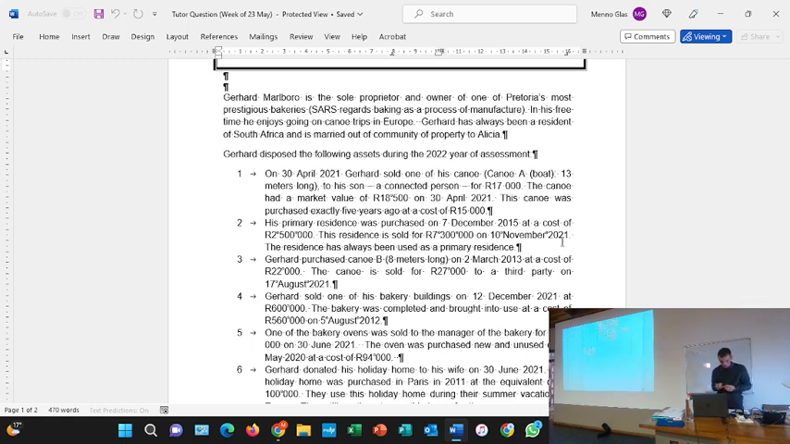Gerard donated his holiday home to his wife on 30 June 2021. The holiday home was purchased in Paris in 2011 at the equivalent of 1.1 million. They used this holiday home during the summer vacations in Europe. They still use this home for the same purpose. The market value of this holiday home was 5.5 million. Now, what word triggers CGT in note 6?